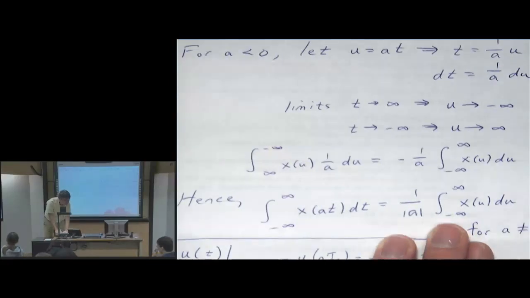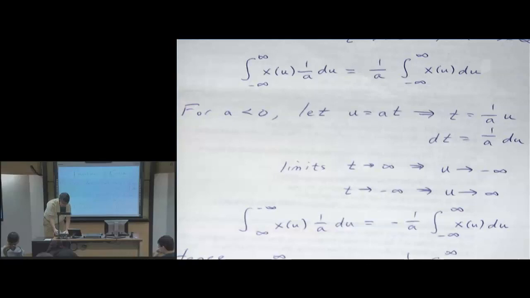This is pretty useful stuff. So this is the bottom line where it's useful. If I scale the time axis by little a, and a is not 0, then the change in the area is 1 over the absolute value of a. Right? Why again do we go from infinity to negative infinity?